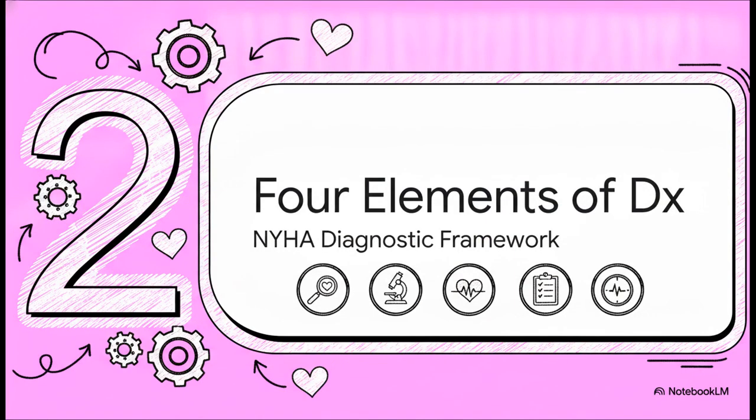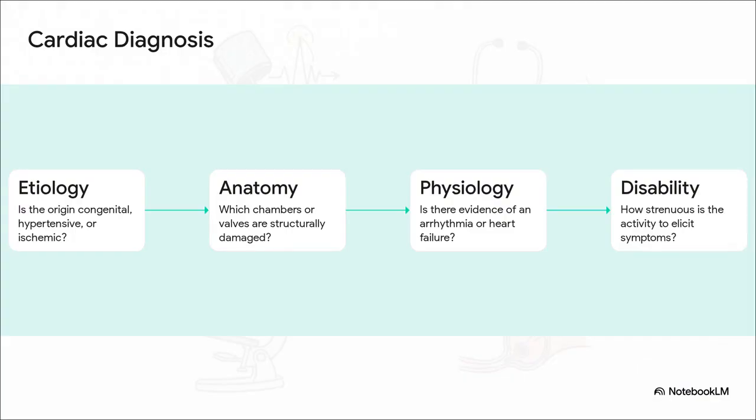Moving on to Phase 2, the 4 elements of cardiac diagnosis. When you're fighting a crisis of this scale, doctors need a bulletproof system. According to the New York Heart Association, or NYHA, a complete cardiac diagnosis isn't just slapping a single label on a patient. It actually requires the systematic consideration of 4 distinct pillars.